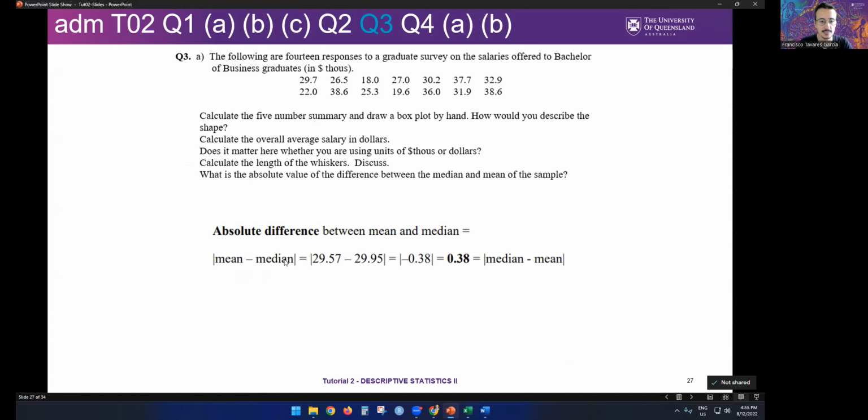Mean minus median would give a negative number. If you change the order, it would be positive, but the absolute value doesn't matter. It will always be the positive value. As you can see, 0.38.